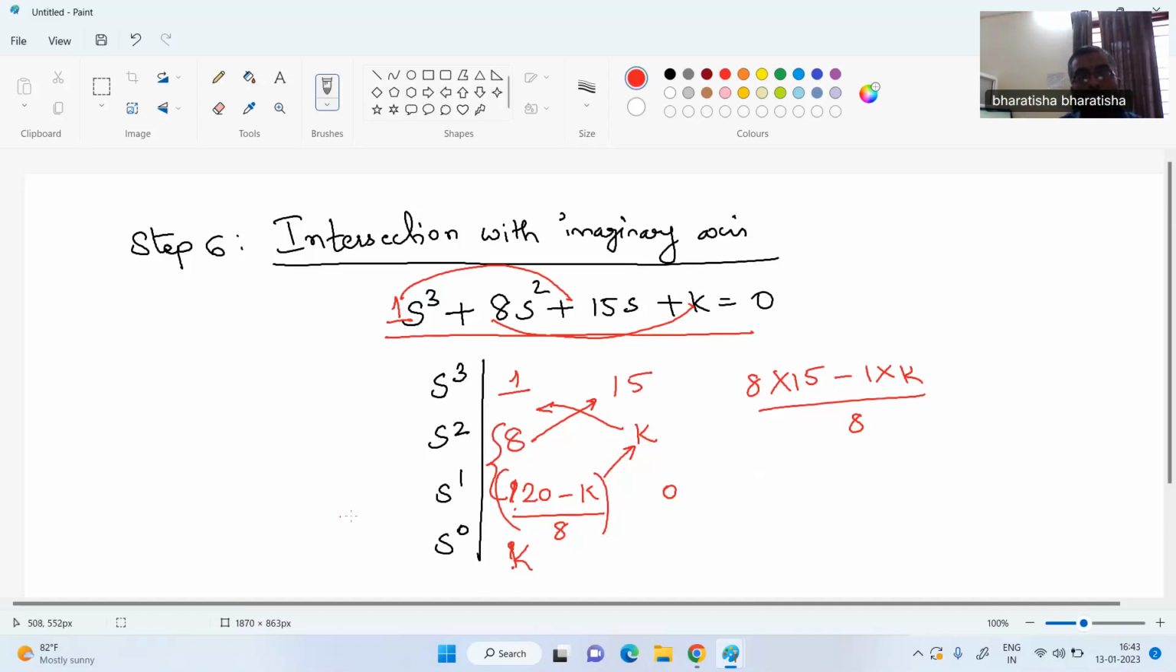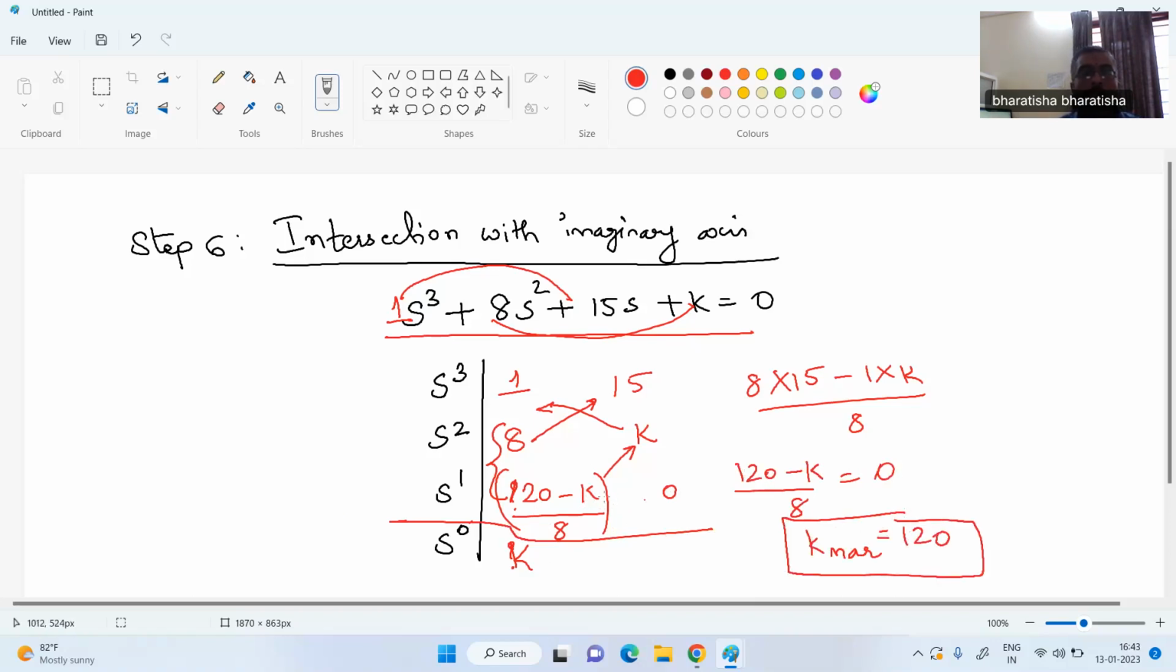Now here, you have to identify the row of zeros. Row of zeros in the sense, the value of k which makes the row a row of zeros. That is called the marginal value of k. So you can consider 120 minus k by 8 is equal to 0. If I substitute the marginal value of k as 120, then this becomes a row of zeros. The row above the row of zeros is the row from which we have to construct the auxiliary equation. From the auxiliary equation only, you are going to get the intersection.